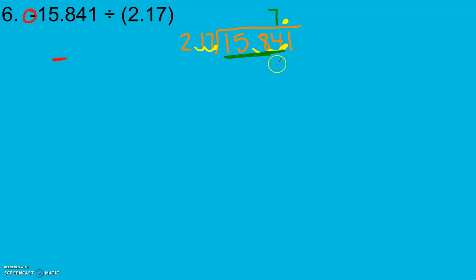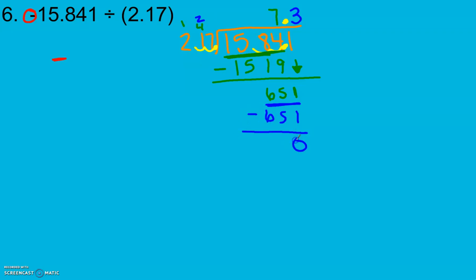We multiply back. 49, carry the 4. 7 times 1 is 7, plus 4 is 11. Carry the 1. 7 times 2 is 14, plus 1 is 15. We subtract. I borrow there, and I get 65. I'm going to bring down the 1, and I get 651. Now I look how many times 217 goes into 651. 3 times. 3 times 7 is 21, carry the 2. 3 plus 2 is 5, and 3 times 2 is 6. Subtract, remainder 0. So I have a negative 7.3.